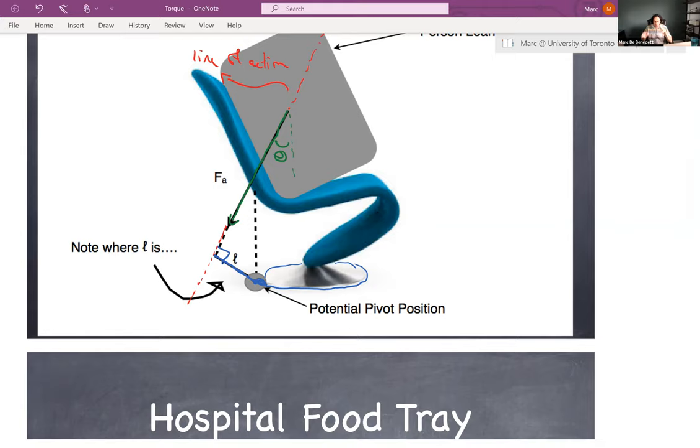That geometry, that distance I just drew, is your lever arm. That's how you find it. And you can set up your geometry, your triangles, whatever you want, to find that distance using trigonometric relationships. But that's how you find your lever arm. Okay, now why did I flip?